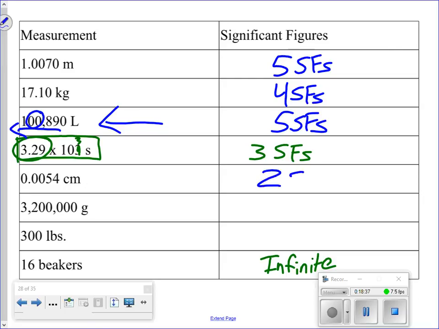Next one is 2, 6, 6. I'm so excited you guys can do these, okay? Decimal present, I'm starting on the Pacific side. First non-zero is 5, everything after that. Okay? Or these 3 zeros are placeholder zeros, so they do not count. Okay? All right, next one. 2, thank you. 2, 6, 6 here.